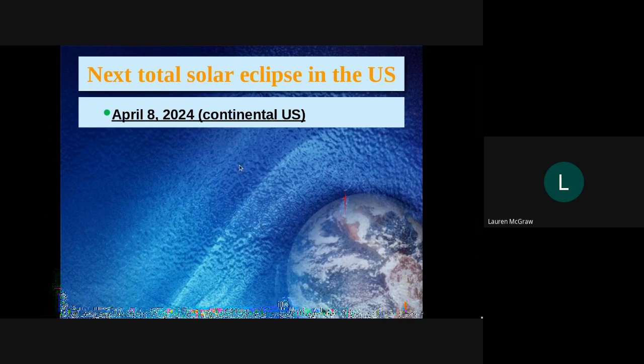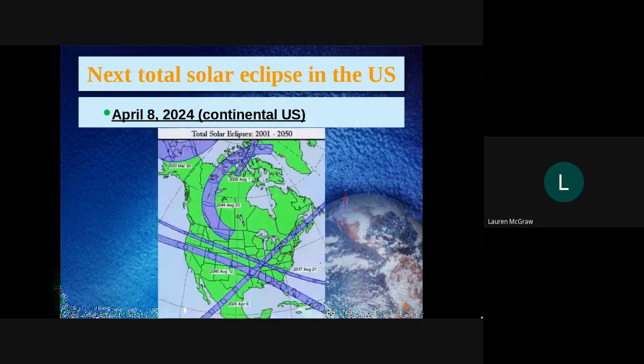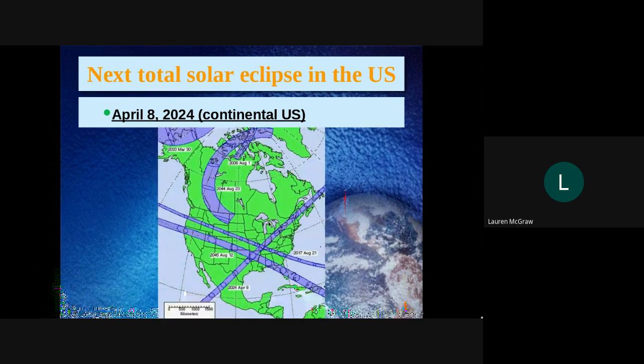The next total solar eclipse will happen on April 8th, 2024, and this is in the continental United States. Alaska and Hawaii see their own separate eclipses because they're so far from the United States. Have a little picture here.